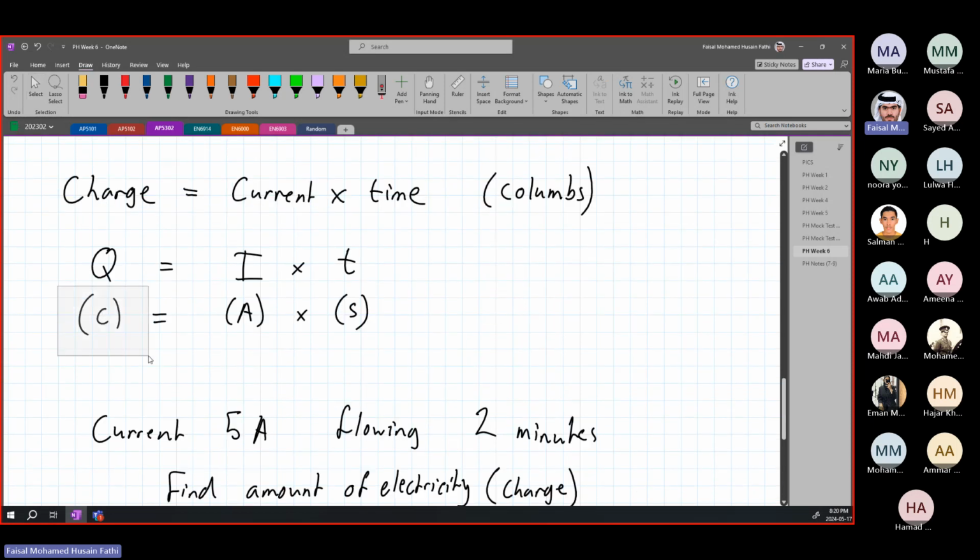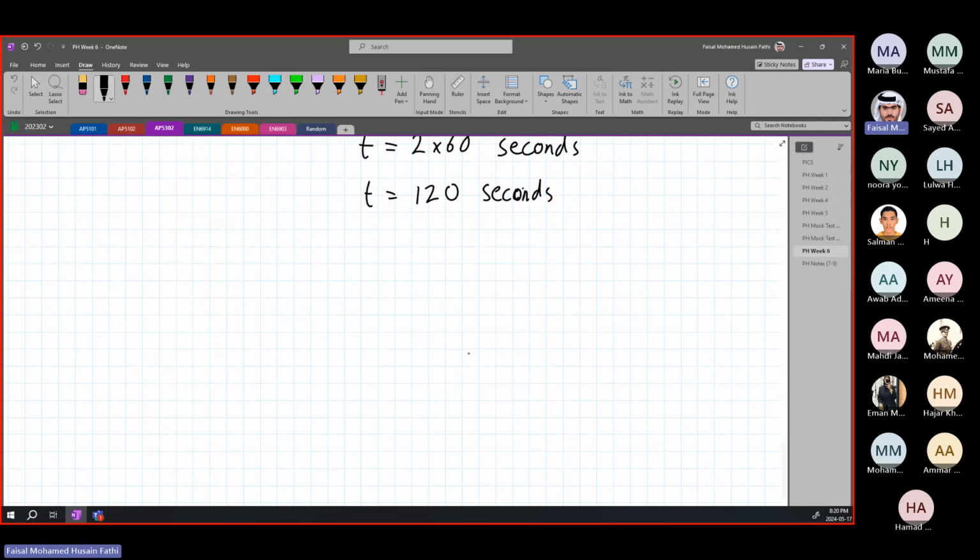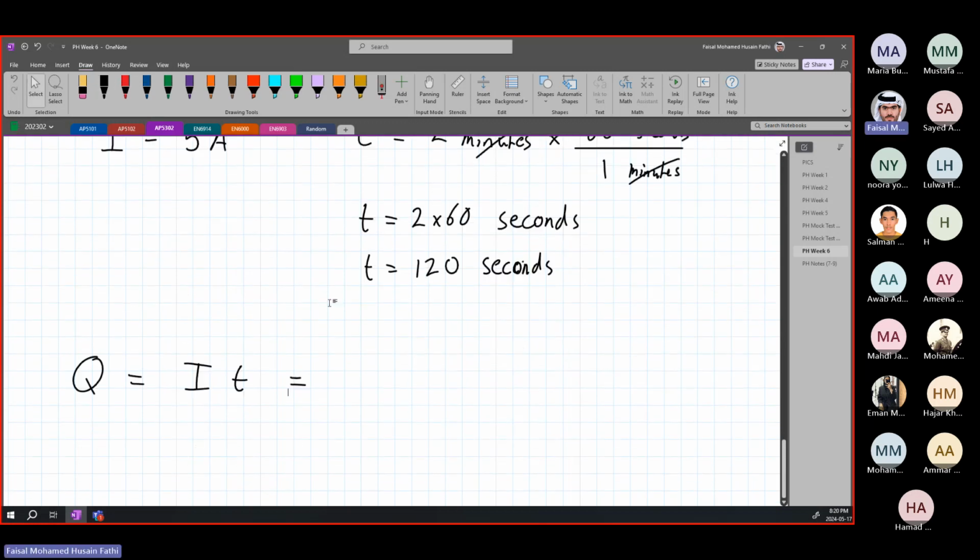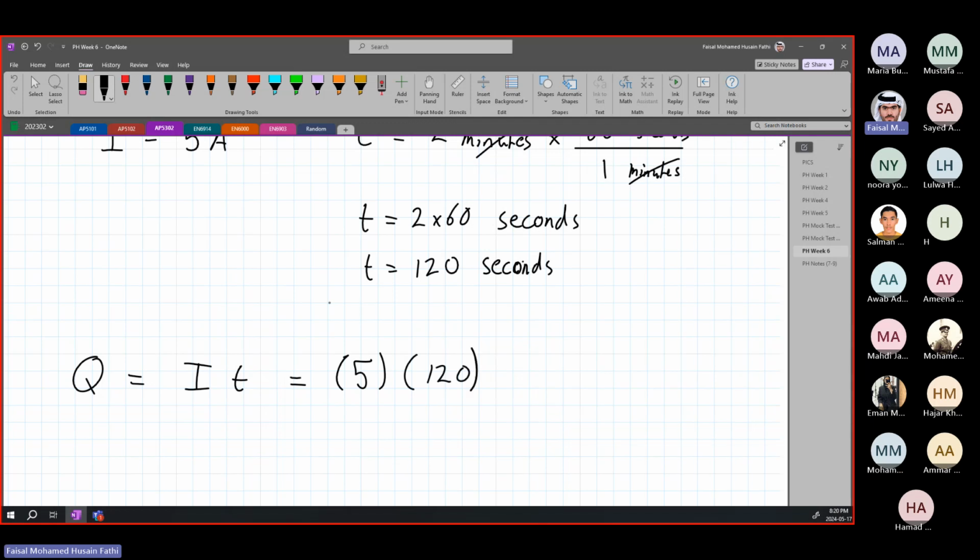Because here, the unit for coulomb has to be amperes times seconds. So Q is going to be equal to I times T, where our I is 5 amperes and our time is 120 seconds. Put that into the calculator, and you will get 600 coulombs. And that's how easy it is to solve such a question.